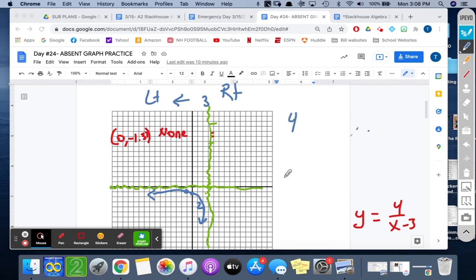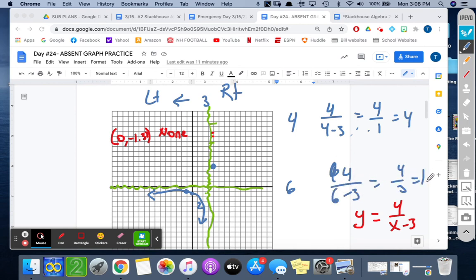And I'm going to pick numbers to the right of positive 3. So let's pick 4 and let's pick 6, just to spread them out a little bit. 4 over 4 minus 3 gives me 4 over 1, which gives me 4. So I go to 1, 2, 3, 4, and there's my first dot. And 4 over 6 minus 3 is 4 over 3, which is 1.3. So I go to 6, up 1 and a little bit. I connect my dots, and now they get really close to the asymptotes, but they never touch. Okay. So there's the first example. Pick some numbers to the left, pick some numbers to the right.